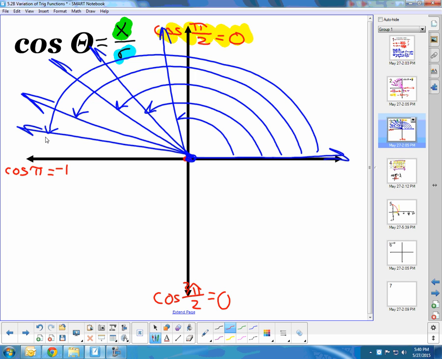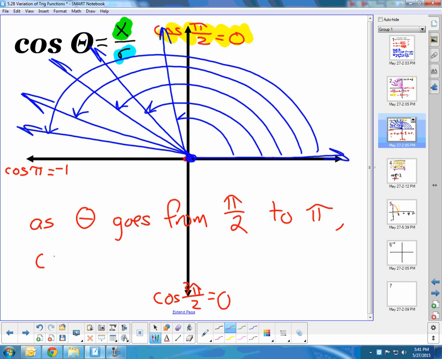I'm just going to say, as theta goes from pi over 2, that's what we're going to pick up from. We're in the second quadrant. Second quadrant starts at pi over 2 radians, to pi radians. The question is, what does cosine of theta do? And that's what we're going to have to answer with very much the same argument.